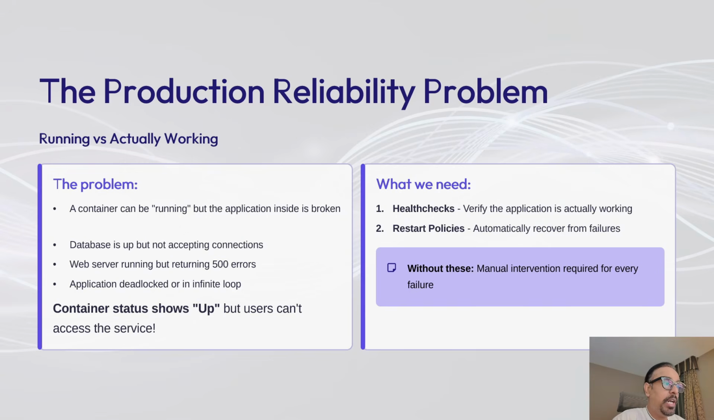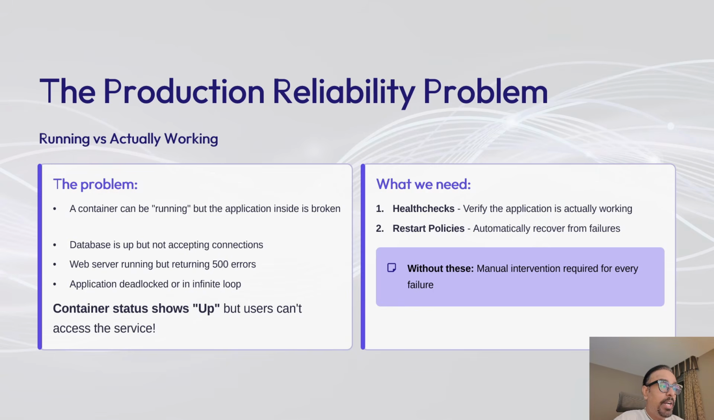Let's understand the production reliability problem. When you run docker ps, you see if the container is up or exited. But up only means the container process is running. It doesn't mean your application inside that container is actually working correctly. Imagine a database container that's up but crashes internally and isn't accepting any connections, or a web server that's running but deadlocked and returning 500 errors to all the users who are trying to connect to it. The container technically didn't crash over here, so Docker thinks everything is working fine, but your users can't use the service. This is a critical gap between container status and application health.